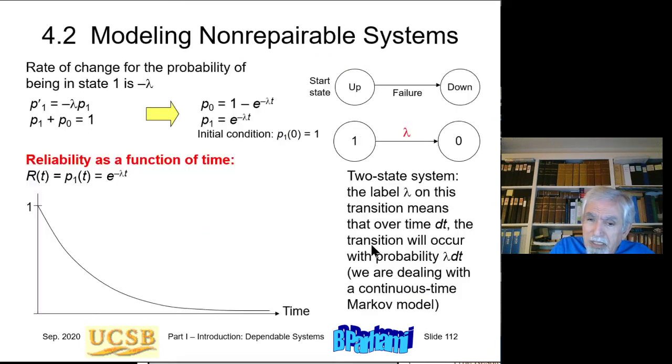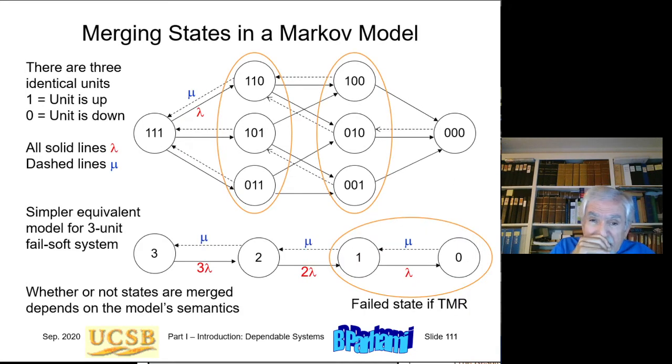The reverse transitions, notice that I've labeled all of them with mu. This is the case when we have just one repair facility or one repair person. So that even if 3 processors have failed, we can't fix all 3 together. We have to focus on one of them. So at the rate mu, we repair 1 and get here. At the rate mu, we repair 1 and get here. Of course, this is an assumption, okay?